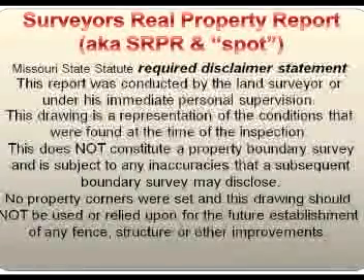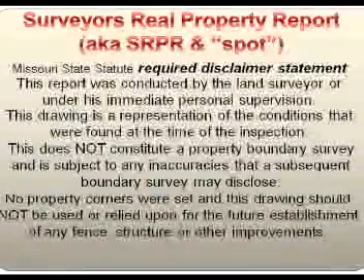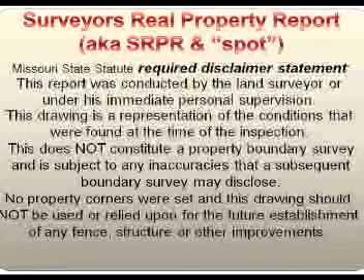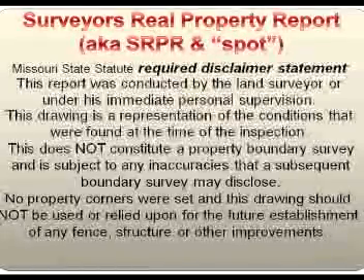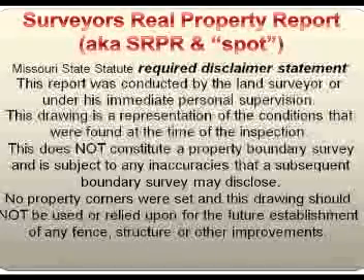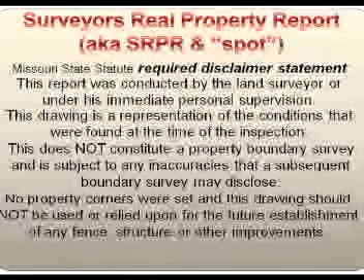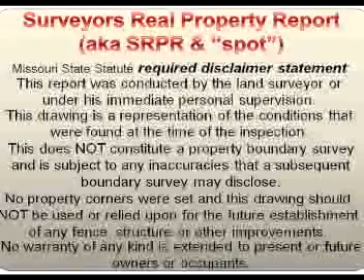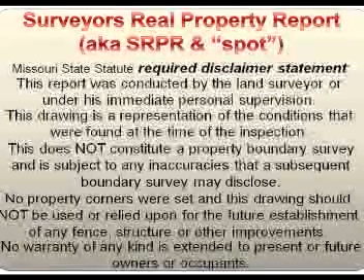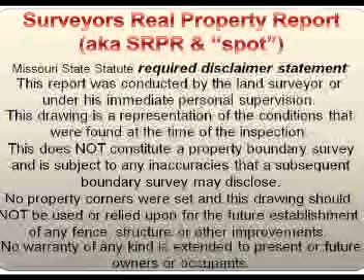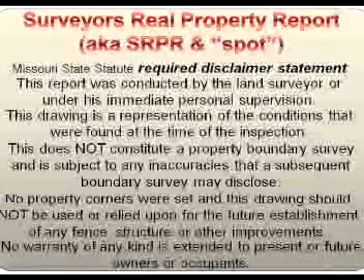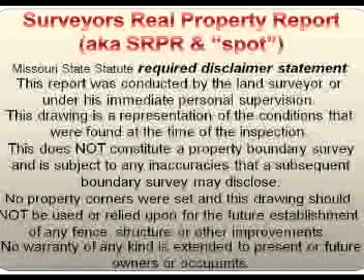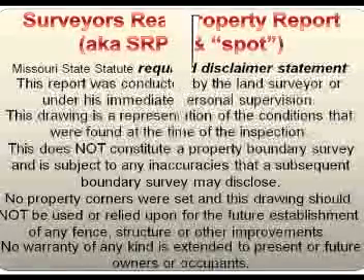No property corners were set, and the drawings should not be used or relied upon for the future establishment of any fence, structure, or other improvement. Which means if your home buyer is planning on putting on a deck, or they want to build a shed, or put up a fence, they cannot use a spot to get their permits, or to get permission, or to know what it is that they own to put those items up on the property. And then, of course, there's no warranty of any kind to the present or future owners or occupants.